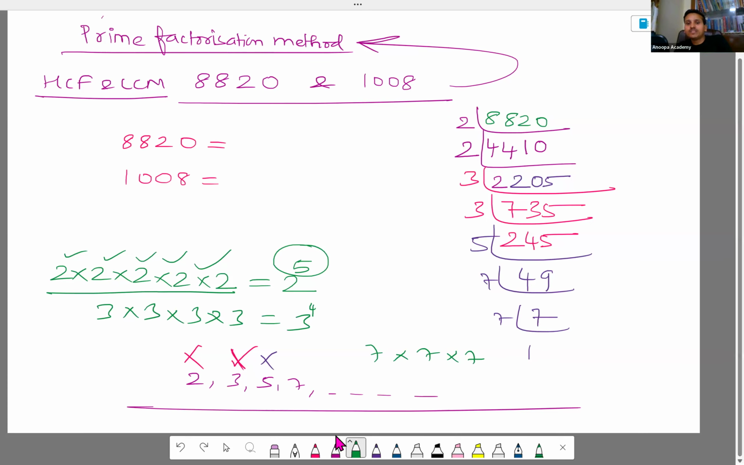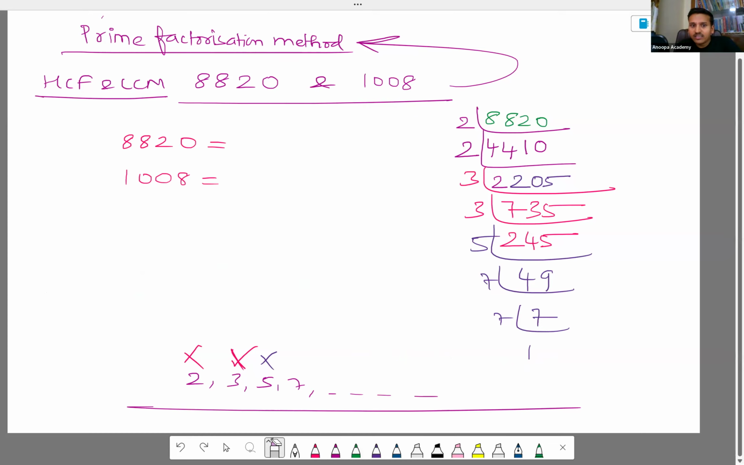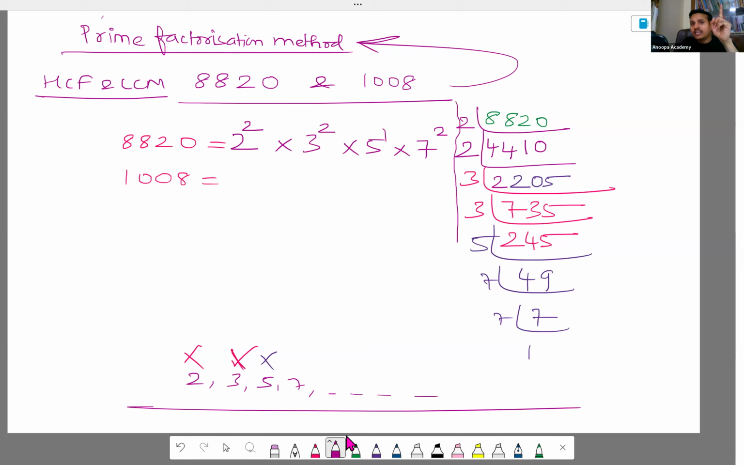Perfect. So now, similarly, if you look at 8820, I've got 2 into 2, so I can put 2 power 2. Yes or no? Next, I have got 3 into 3, so I can put 3 power 2. I have got 5 only one time, right? So I can put 5 power 1. And 7 I have got 2 times. So, clear now, everyone?